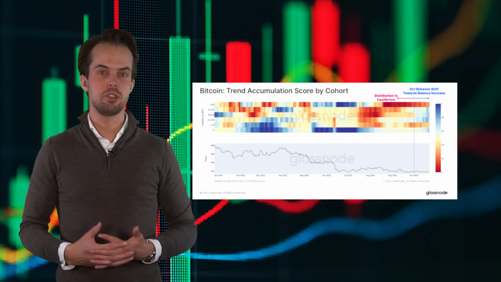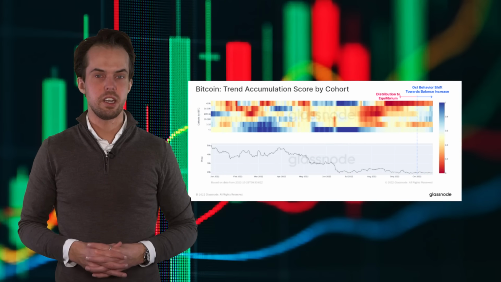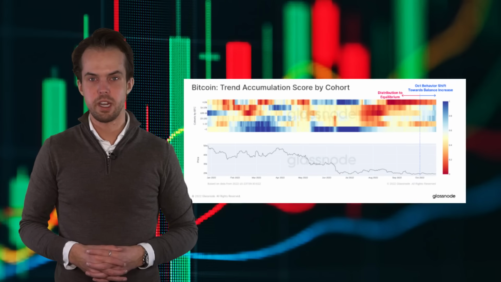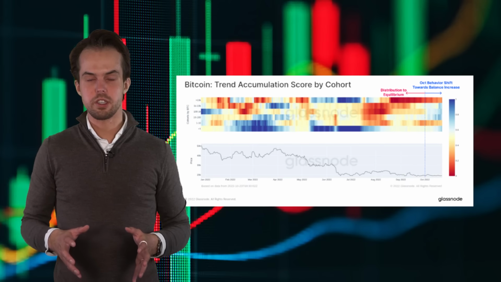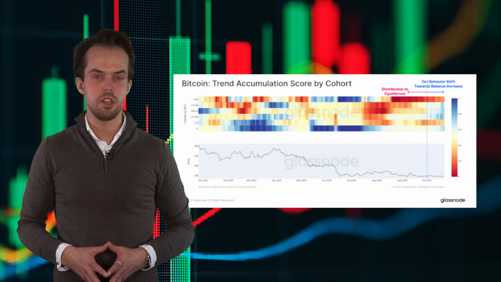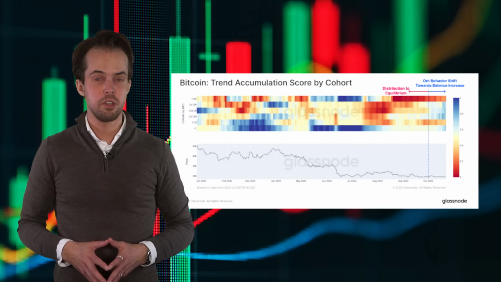What we want to see is a change in behavior, which is the power of on-chain analysis. Here you can see the trend accumulation score, and we saw that the price had not changed, but the color code balances are starting to change. We see that all the wallets are slowing down with distribution, and the rest are starting to accumulate quite nicely. This started in October of 2022.